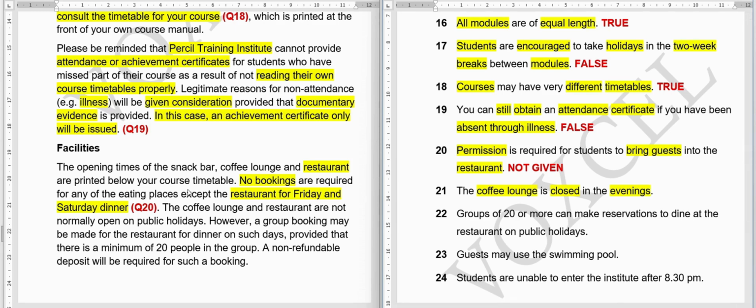So there's something about the coffee lounge here. Here it is, coffee lounge. So the coffee lounge and restaurant are not normally open on public holidays. However, a group booking may be made for this. So they are talking about the group booking. This is about their opening and closing. And you have around 10 seconds. Tell me the answer, and the time starts now.